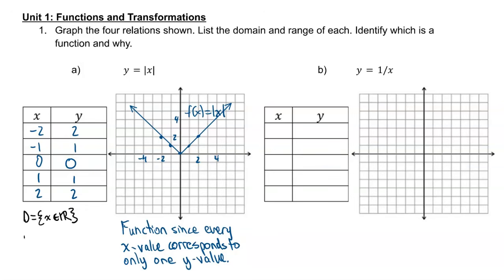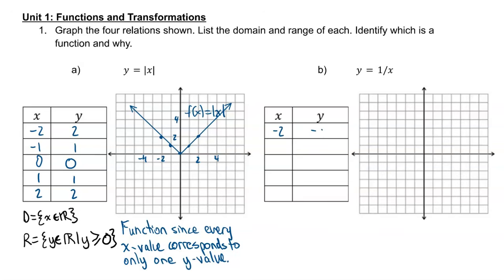It's going to keep going out to the right forever. It's going to keep going to the left forever. The range is y is a set of all real numbers, but you can see that it never becomes negative. So that means that y is greater than or equal to 0. So there's your domain and range of that first function.